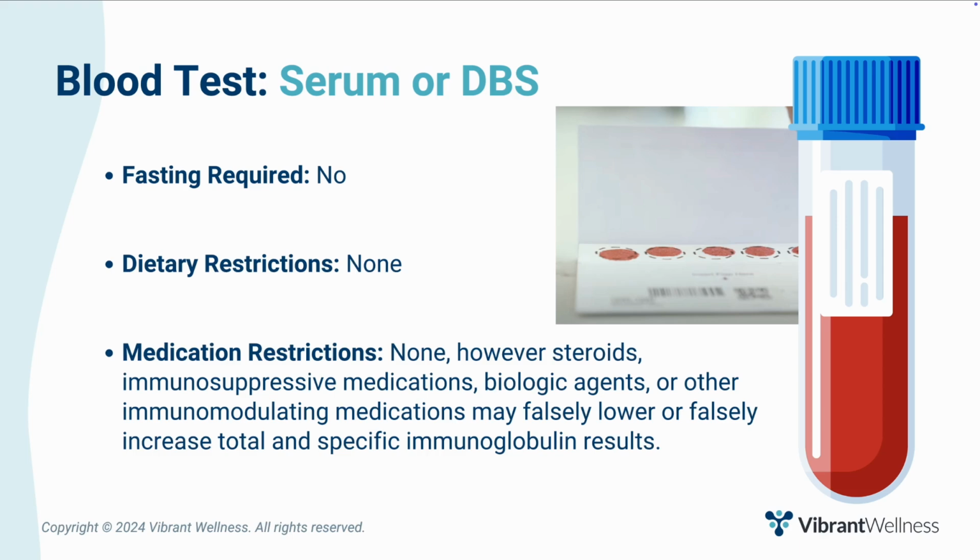Vibrant's Korn-Zoomer is a blood test that can be collected via venipuncture or dried blood spot. Fasting is not required, and there are no dietary or medication restrictions. However, as with all antibody testing, patients taking steroids, immunosuppressive medications, biologic agents, or other immunomodulating medications may have falsely lower or falsely increased total and specific immunoglobulin results. More on this when we get to the complementary tests.